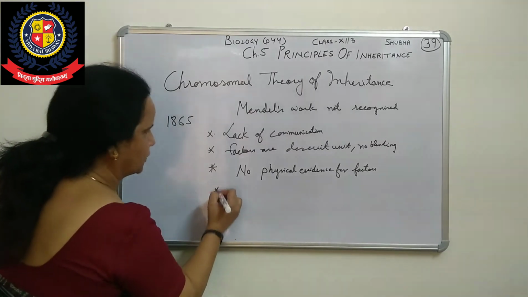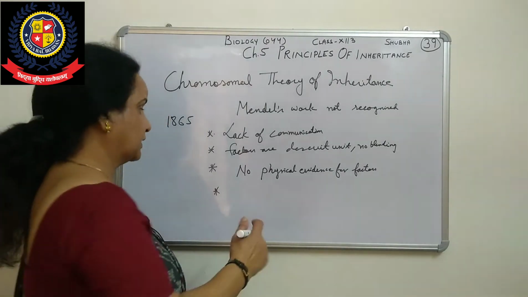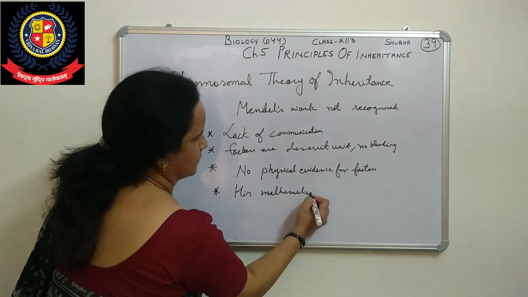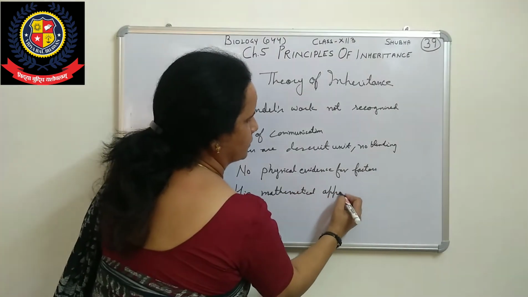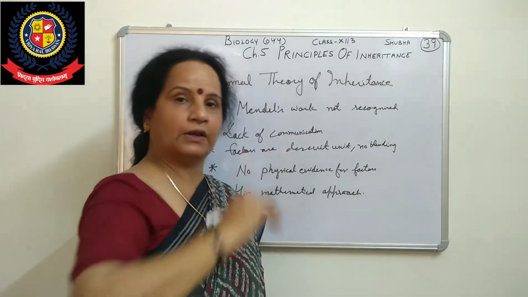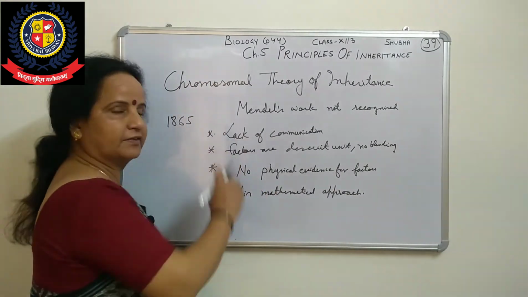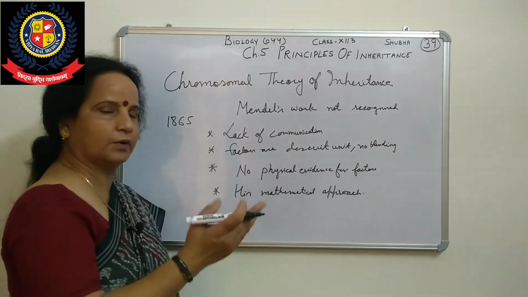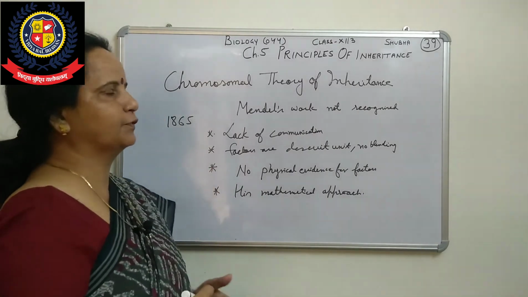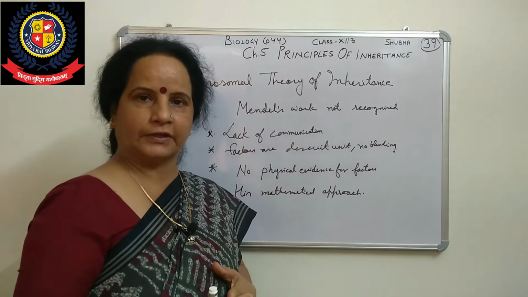Now the next reason is mathematics. He was a mathematician, and his mathematical approach was not digested by the biologists, because they said that in biological observation, mathematics cannot be used. So nobody took care of what he had done. These are the few reasons given in your book also. Because of these reasons, his work was not recognized.